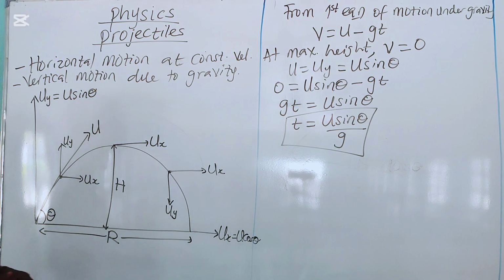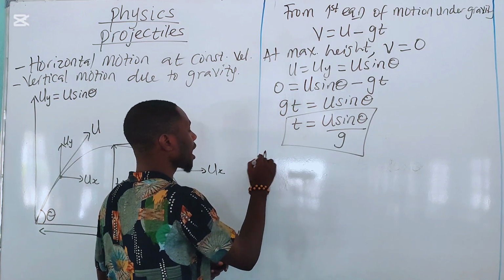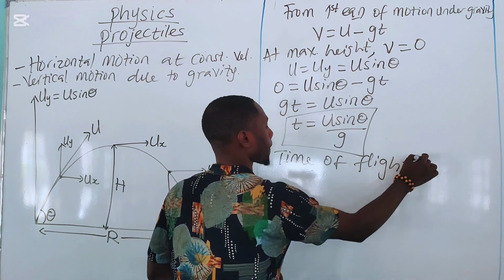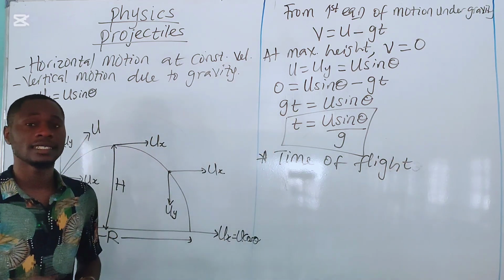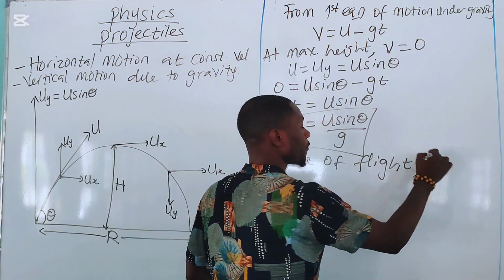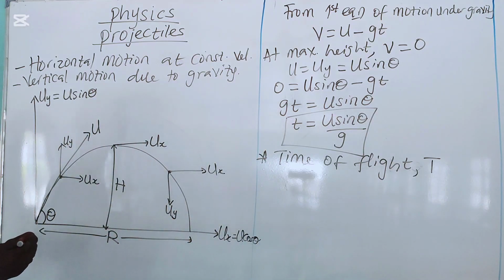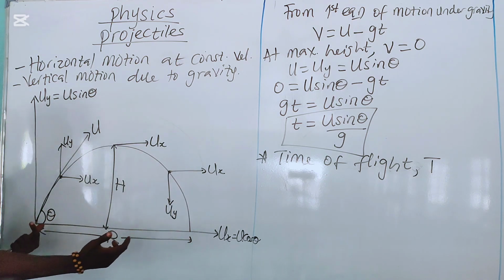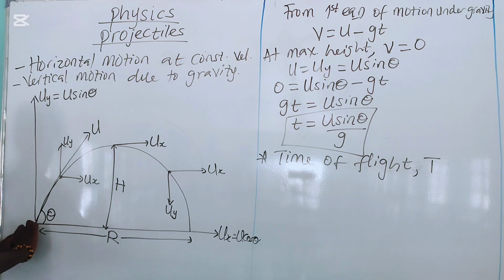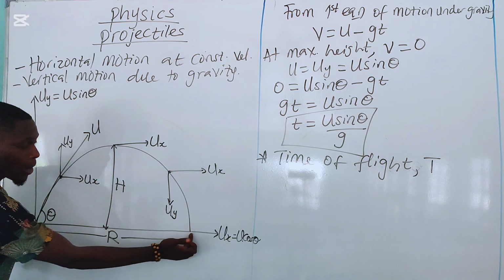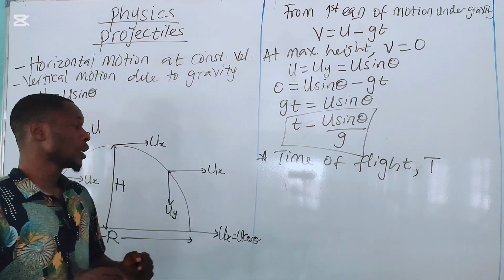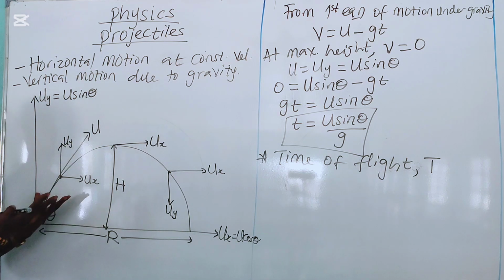Okay, so the next thing we will be looking at is the time of flight. And what is the time of flight? Now, when we talk about the time of flight, it is the time taken for a projectile to return back to the projection plane again. It is the total time from the point of projection to return back to the projection plane again. That is the time of flight.